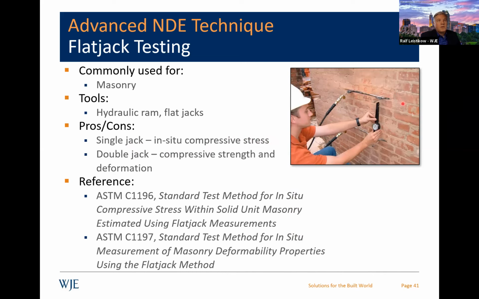So like masonry walls in historic buildings, there's sometimes issues with deterioration or walls bowing out. If you want to figure out what the stresses are in there, that's one way to do it. The other way is you can figure out deformations. That's what they're doing here. You can put a force in and figure out what the deflection of the masonry is.